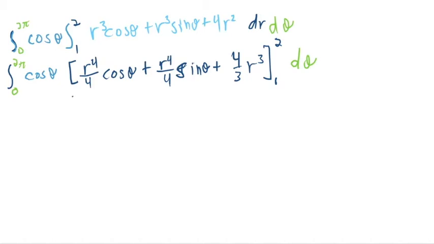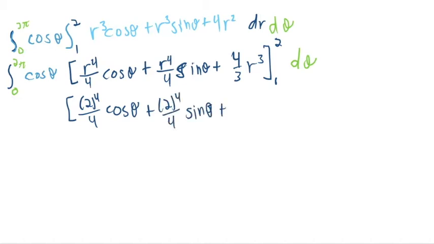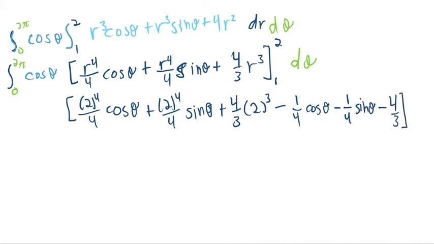So to evaluate from 1 to 2, we're going to plug in 2 to the 4th over 4 cosine theta plus 2 to the 4th over 4 sine theta plus 4/3 2 cubed. And then that's going to be minus 1/4 cosine theta minus 1/4 sine theta minus 4/3. And that is still going to have those outer dimensions.